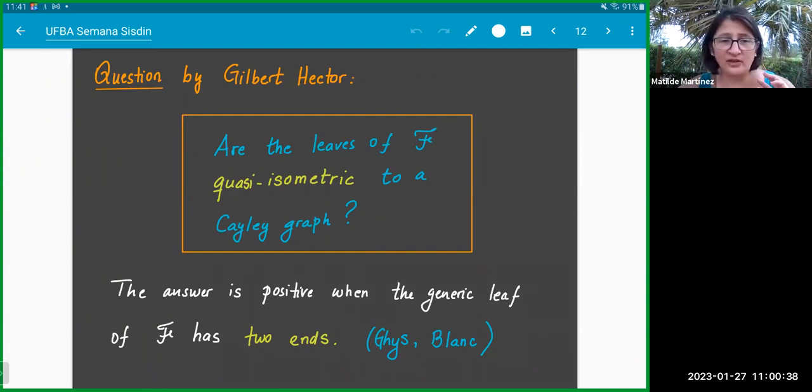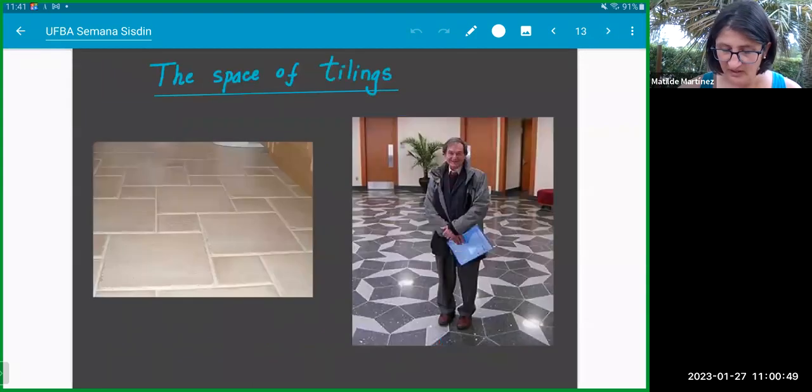So for the two end case, it is true that if you have a minimal foliation where the leaves have two ends, they are quasi-isometric to Cayley graphs. What I'll be speaking about is an example of a foliation whose leaves are simply connected, but they are not quasi-isometric to Cayley graphs. So in general, the answer to Hector's question is negative, okay? And this is an example which will be built in the space of tilings.